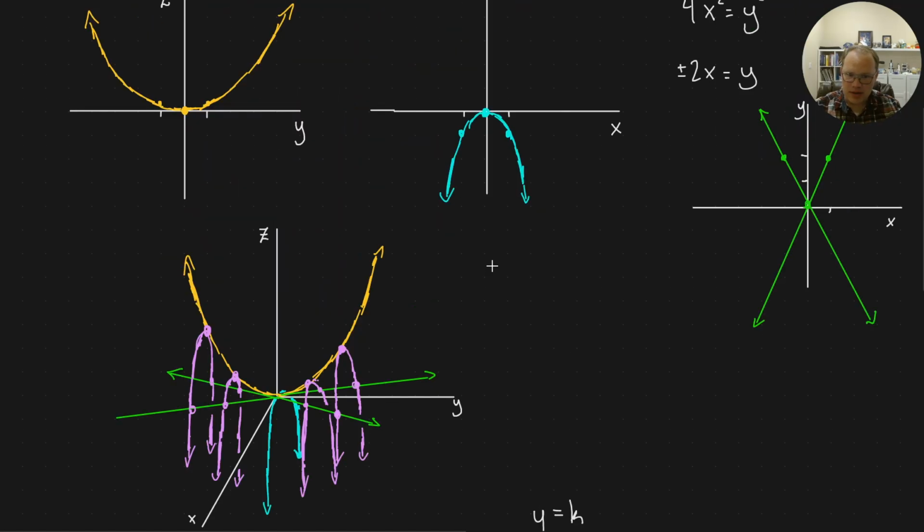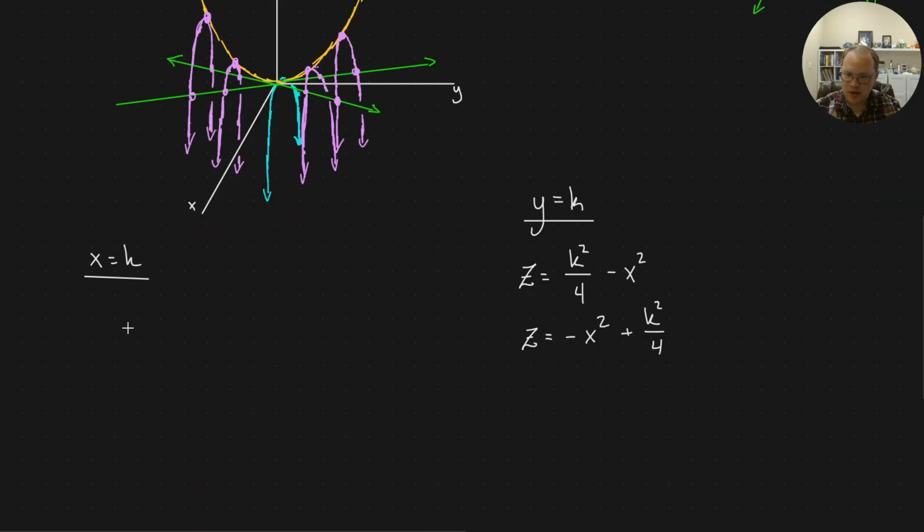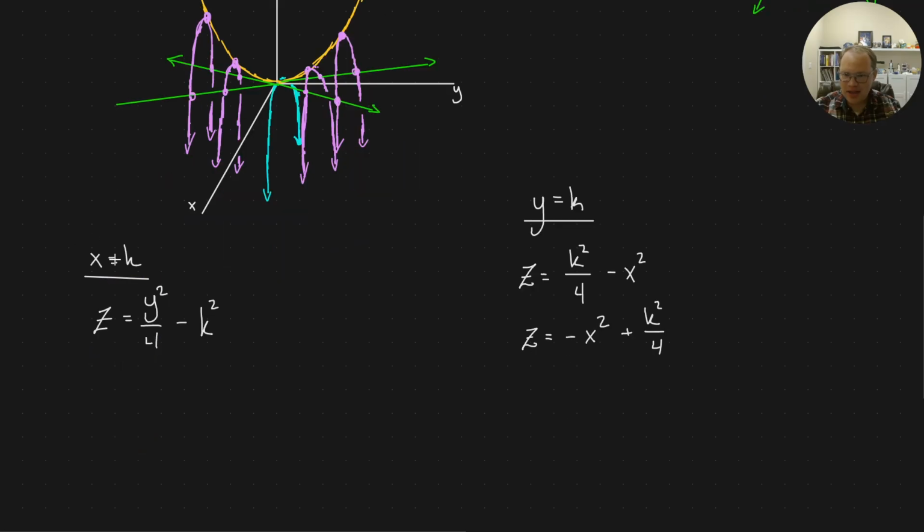If x is some constant, then I'm going to plug that k in for this x. So I get z equals y squared over 4 minus k squared instead of minus x squared. This part is the same parabola as up here. But as I let the value of x change, as I change the x plane that I'm looking at, I change this value. So I'm subtracting k squared.